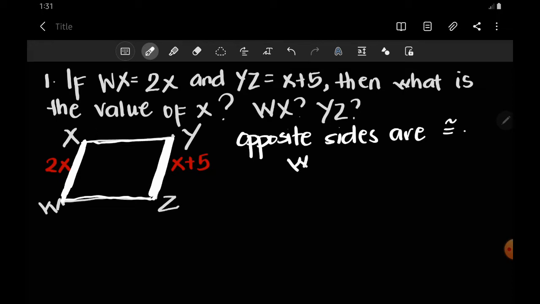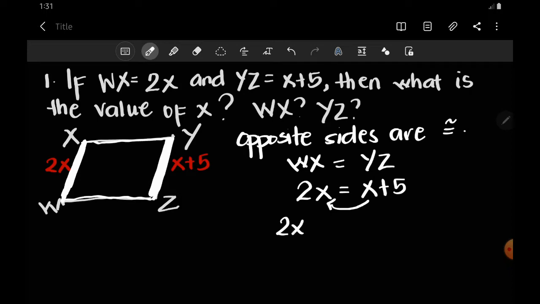So we're going to have WX equals YZ. And then let us just substitute the given value. So WX is equal to 2x. So 2x equals YZ, which is x plus 5. And then combining like terms. So let us transpose positive x to the left side. So we're going to have 2x minus x is equal to 5. And then subtract 2x minus x, so that is x. So the value of x is 5.